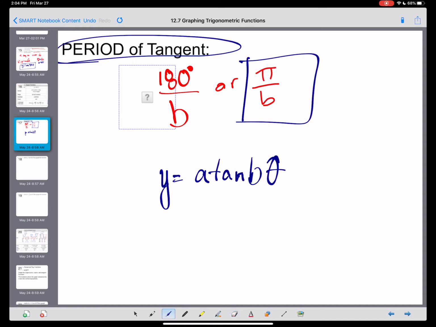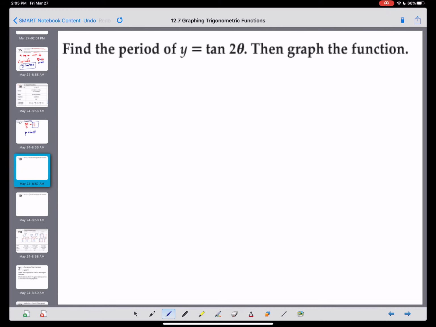All right, so it's pi over b. Tangent is the only one that's kind of weird and janky and funky. Okay, pi over b. So I want to find the period of y equals tan 2 theta. So b is 2. So it's going to be pi over 2. That's my period.